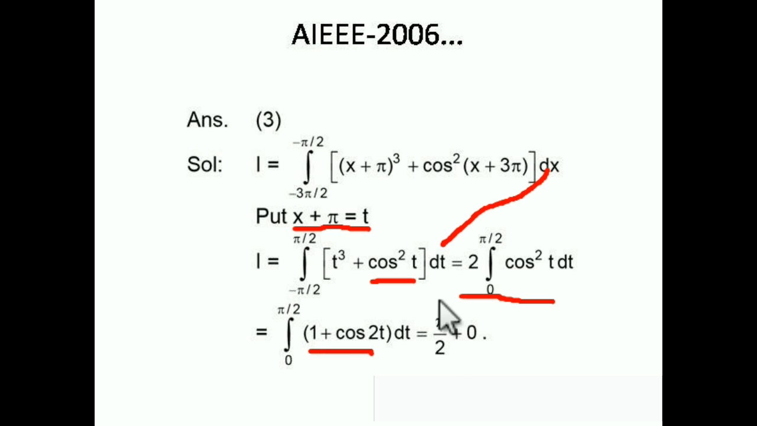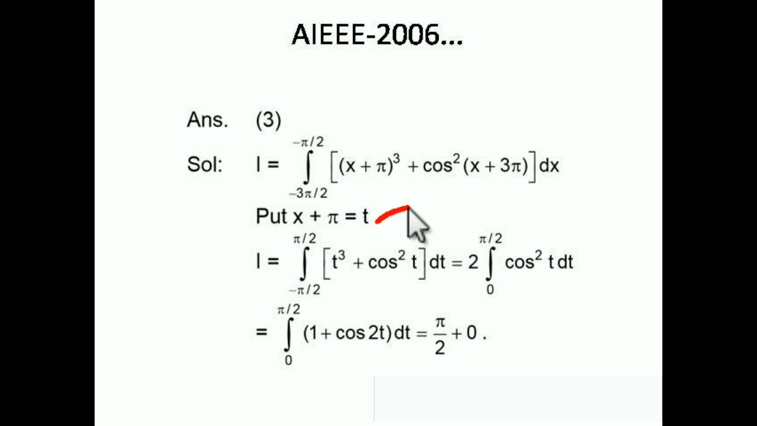Now please note this point: if we take an assumption of any value x plus pi is equal to t here, then we must change the limits also. Here if we put x is equal to minus 3 pi by 2, it becomes minus pi by 2, and if we put minus pi by 2 here, it becomes pi by 2. So as we take an assumption, we have to change the limit also. Okay, so this is also a good sum, not containing a very big or large formula, but the basic things are applied.